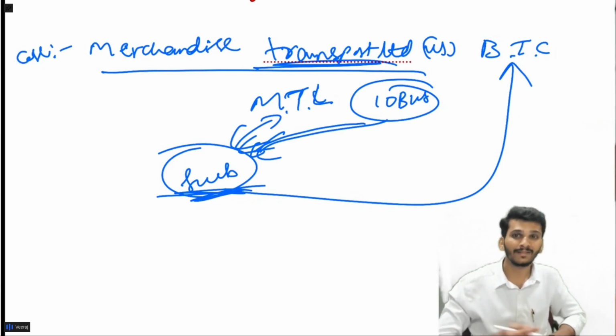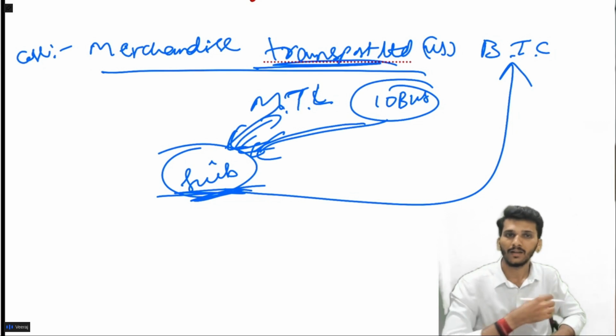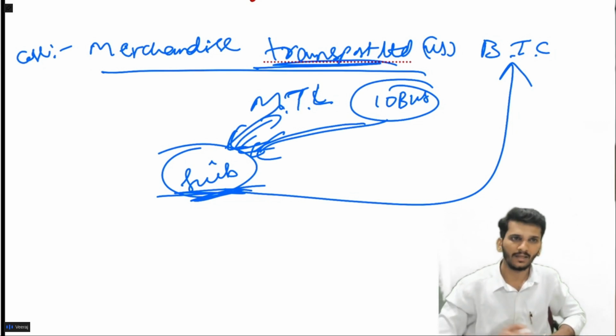Whenever you form some subsidiaries, for what? For acting as agent. This subsidiary is acting as agent of this Merchandise Transport Limited, so that it will get the registration of buses. That is what they decided.